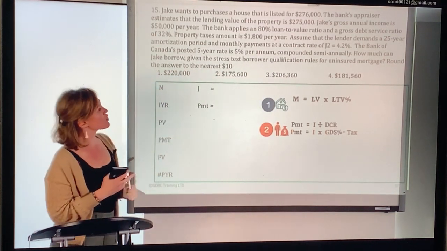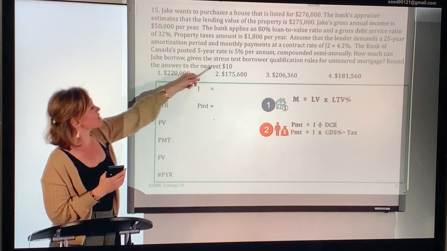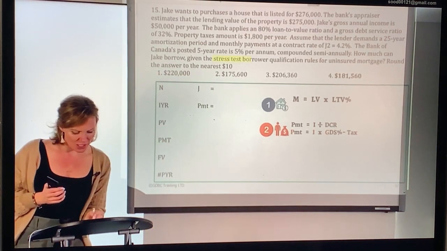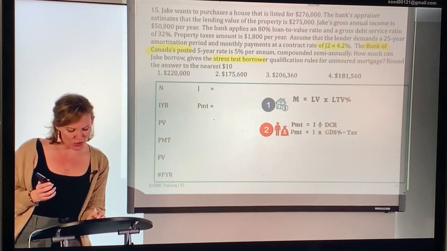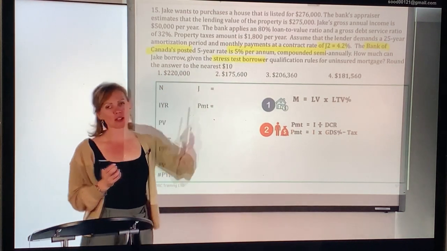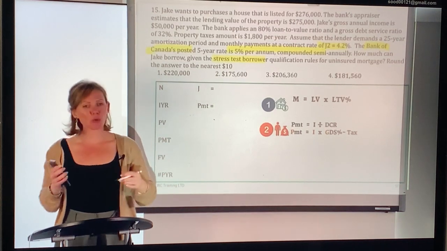So we have two rates to compare. Now, how much can Jake borrow given the stress test borrower qualification? So you'll see that stress test in here, and you will see that Bank of Canada posted rate, right? You'll see all that stuff in here. So it's your job to take those two rates and compare them, okay? Compare them, and then you will know which one to use.